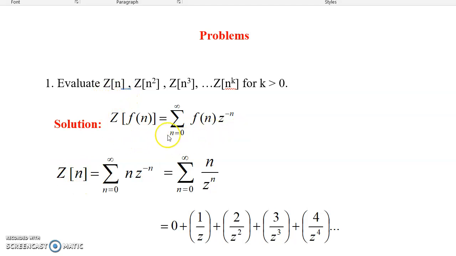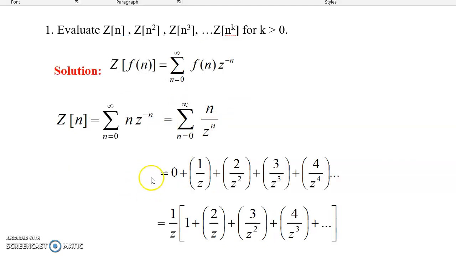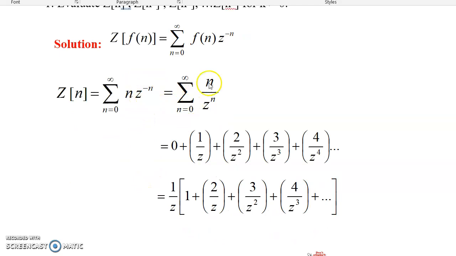This is the definition of Z transform. As you all know, Z of sequence f of n is summation n equal to 0 to infinity f of n z power minus n. So now when we need Z of n, in the place of the sequence here now we have n. So go to the definition and in the place of this f of n, let us substitute n, into z power minus n we have. Now bring that z power minus n as 1 by z power n like this.